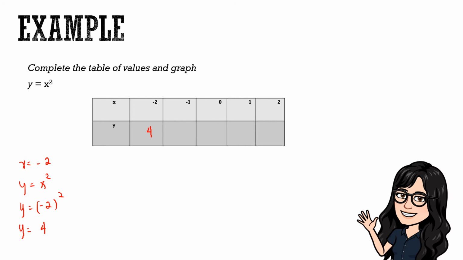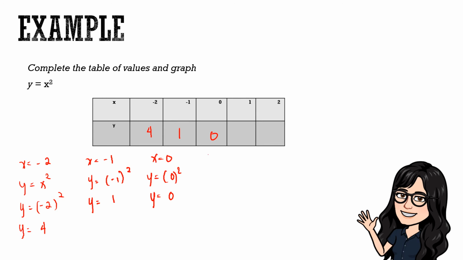Next, if x is equal to negative 1. Let's substitute again to the original equation, which is y equals x squared. So we have y equals negative 1 squared. Multiplying negative 1 by itself will give us a product of positive 1. Next, if x is equal to 0, let's substitute again. So we have y equals 0 squared. Multiplying 0 by itself will give us a product of 0.